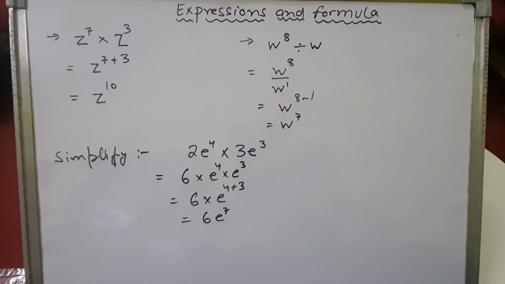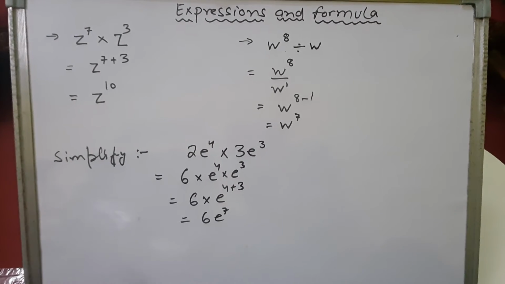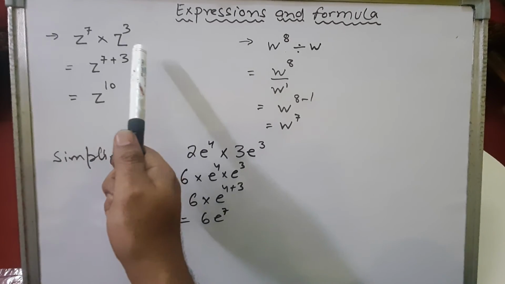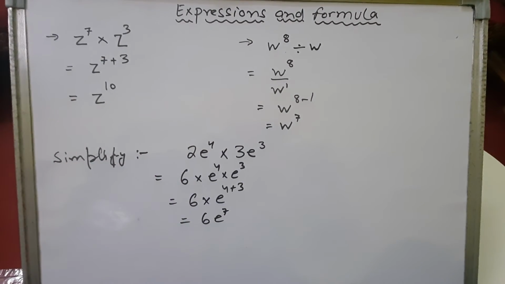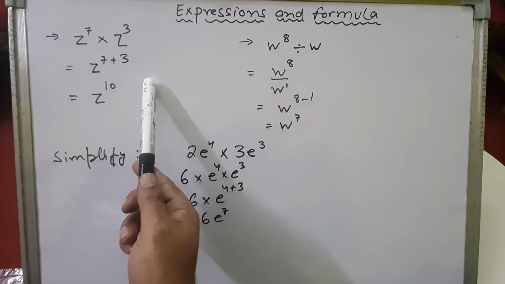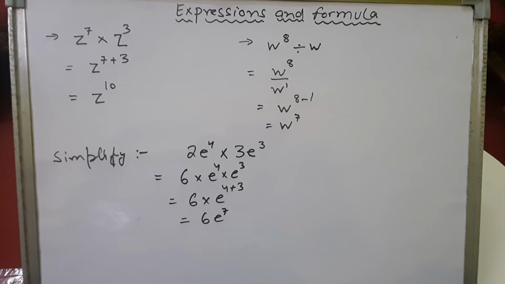Okay children, let's see a few sums here. Now in this sum it is written z to the power 7 into z to the power 3. So we can see that the terms are in multiplication and they have the same base, which is z. The powers are different. So whenever the terms are in multiplication and the base is the same, then the powers will get added. So it will become z to the power 7 plus 3. It will be z to the power 10.